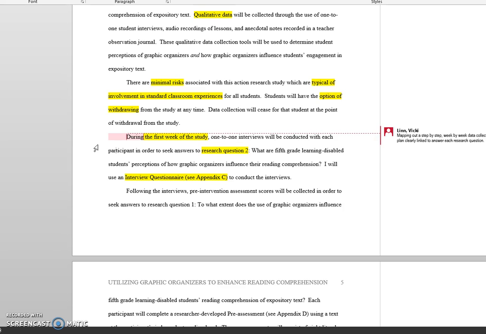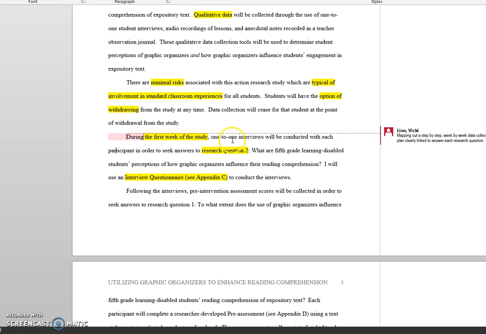And you're wanting the reader, anyone that reads this, to say, oh, this person understands good educational research and is planning to implement a study that abides by research protocol. Now, that timeline, the student now starts breaking down who, what, where, when, all of those basic questions. So she starts out during the first week of the study. One of the things she clearly indicates is what she's going to do.